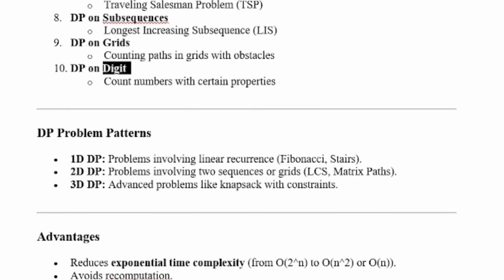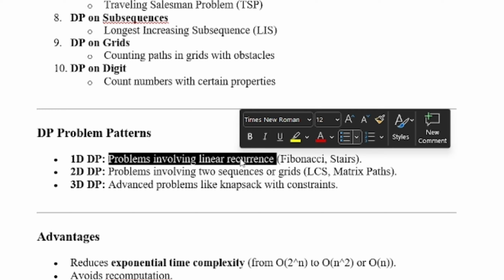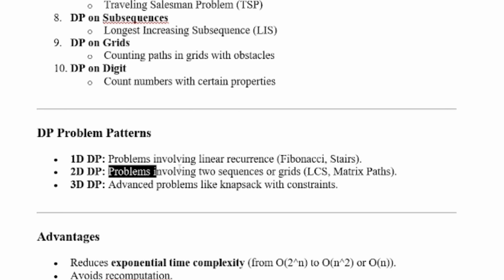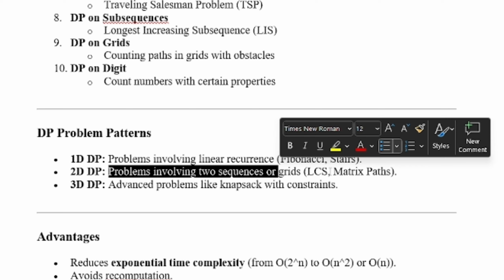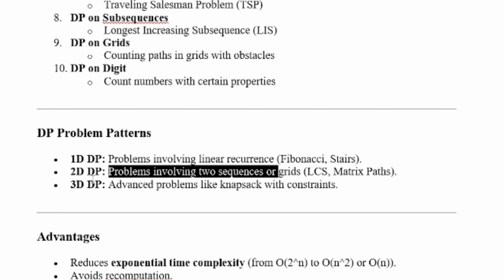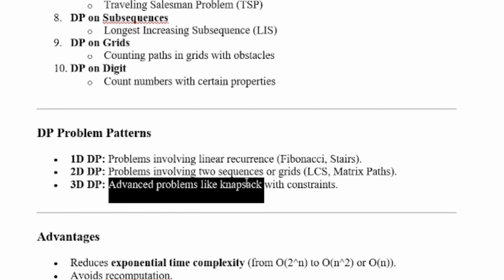And here are the common patterns we use in dynamic programming. 1D DP problems involve linear recursions like Fibonacci series and stairs. 2D DP problems involve two sequences or a grid, like LCS and matrix path. And 3D DP covers advanced problems like knapsack with constraints.